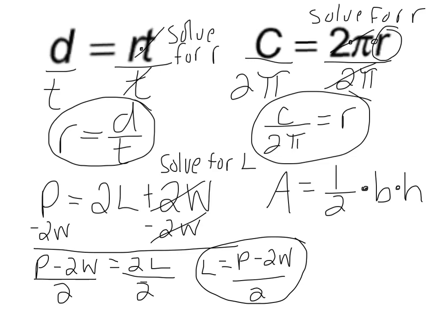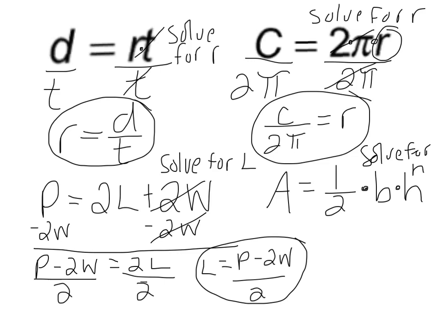Alright, and then finally we have an area formula. This would actually be the area of a triangle. So if we were given, let's say, the area and the base, and we want to find the height, we're going to solve for H this time. You're always going to be given which one you solve for. I'm giving it to you here.